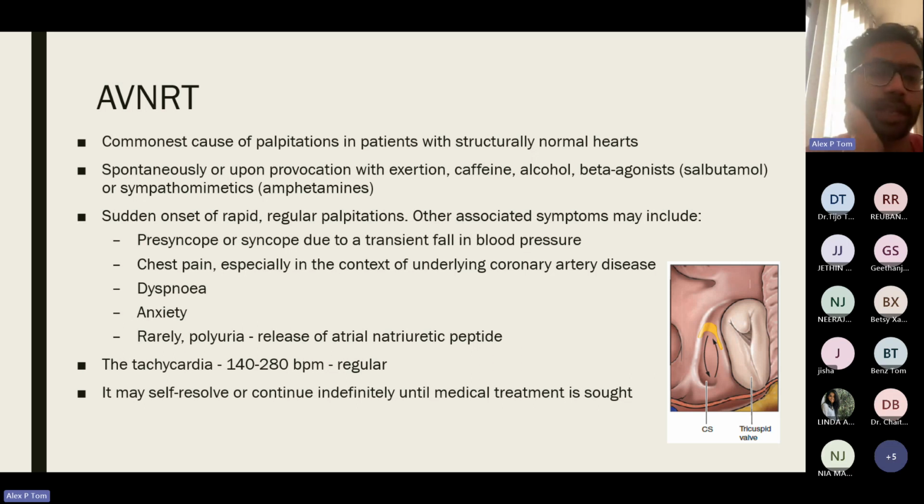It can just happen spontaneously or with some provocation like caffeine, alcohol, salbutamol, beta agonists, sympathomimetics, amphetamines, and things like that. There will be tachycardia, and the rate would be between 140 to 280, and sometimes it can just resolve on its own, or it can just continue on till medical treatment is sought.